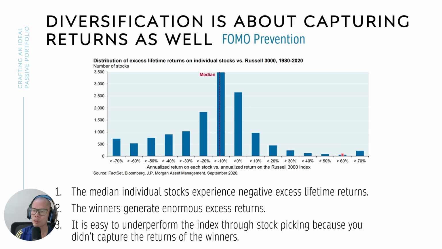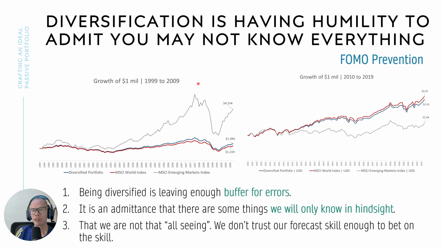It's driven by this small number of stocks, and it's easy to underperform the index through stock picking because you're playing in this range. You're trying to pick within this range, and there's a bit of portfolio management, buying, selling, and holding that you need to think about. Now, diversification is also having the humility to accept that you do not know everything.